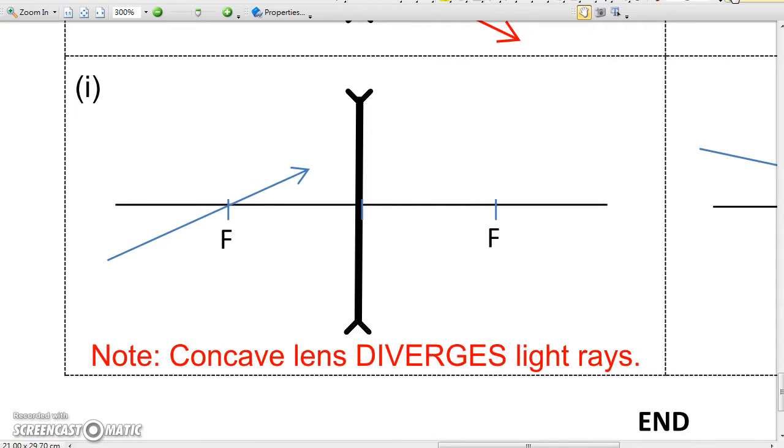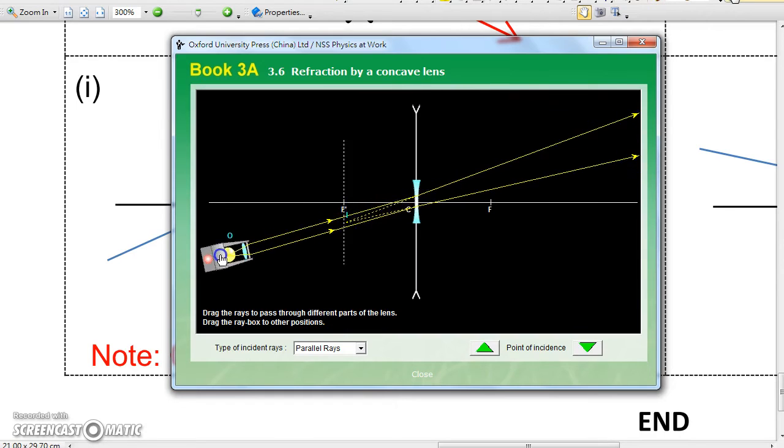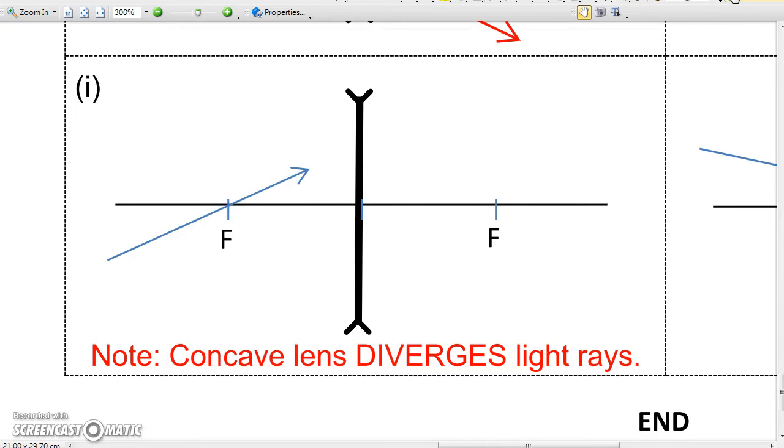And what about part I? I have a similar simulation using concave lens. And now I move the ray box to one side. You can see when the light rays diverge apart from each other, when they are produced backward, they converge to a point on this line passing through the focus. So, for the diagram I here, I will draw in this way.